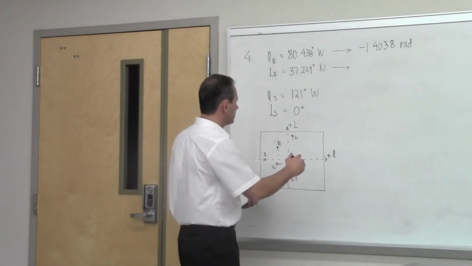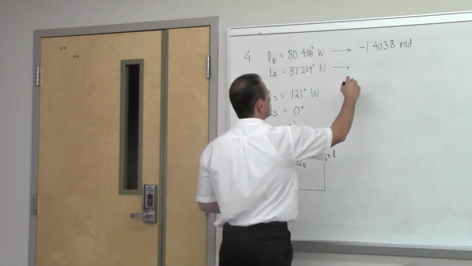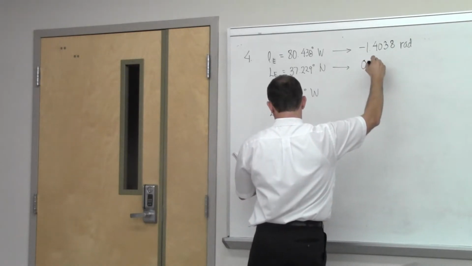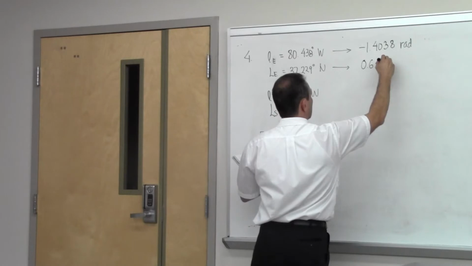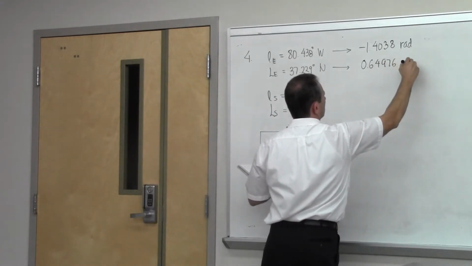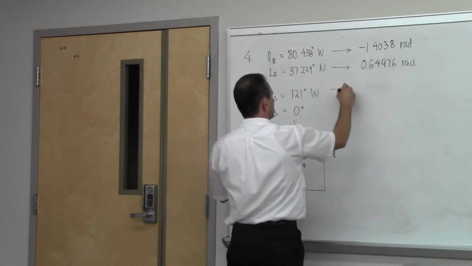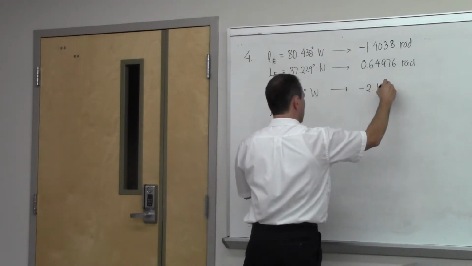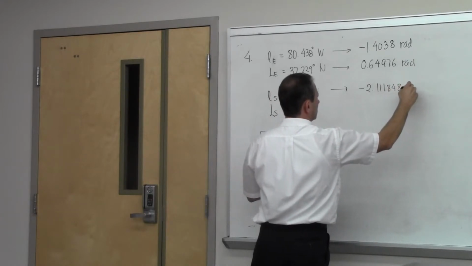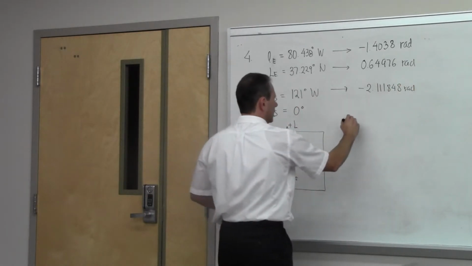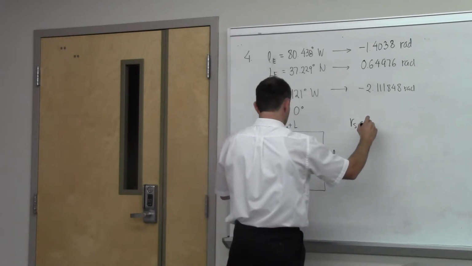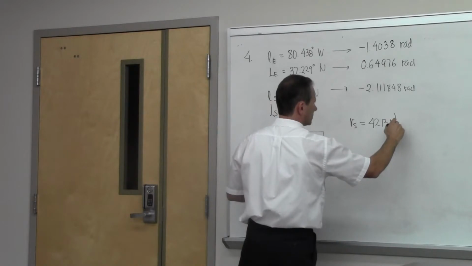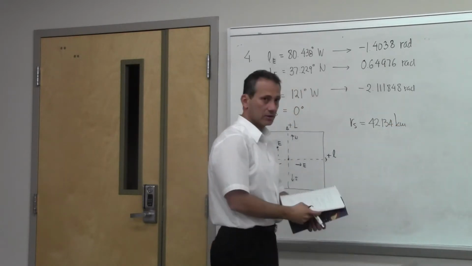And then the radius of the satellite, RS. So this is, what did I calculate? Did I calculate this? No, I didn't. So 0.6496 radian. And this guy here is minus 2.1118. This is 0. RS is equal, the satellite is at 42,164 kilometers, because the satellite is in a geostationary orbit.